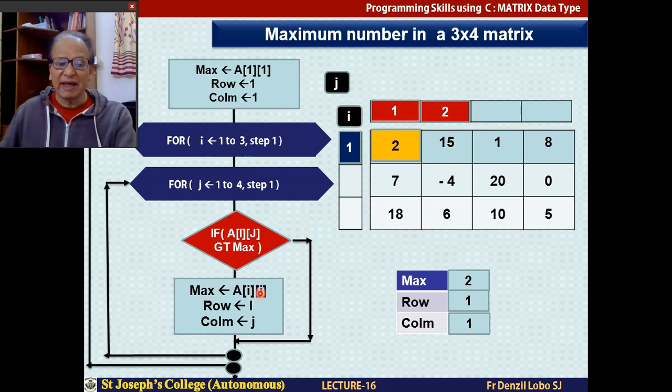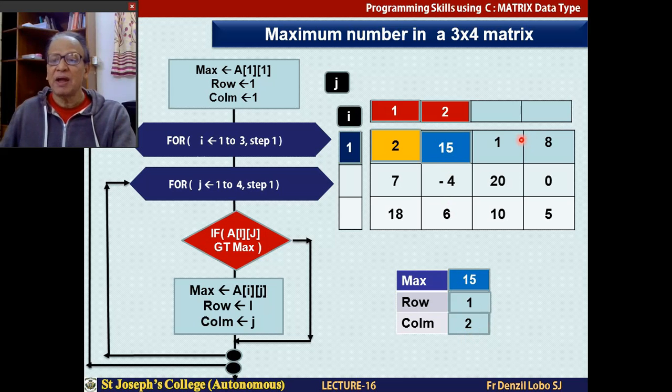Yes, therefore I assign that number 15 to max, and then row is equal to i, column is equal to j, that is row is 1 and column is equal to 2. I go to column 3 and ask the same question, is 1 greater than max? No. And again column 4, is 8 greater than max? No. Now I come to the end of this row. I come to row 2. Again I ask the question, A21, that is 7, greater than max? No. Is A22, minus 4, greater than max? No.